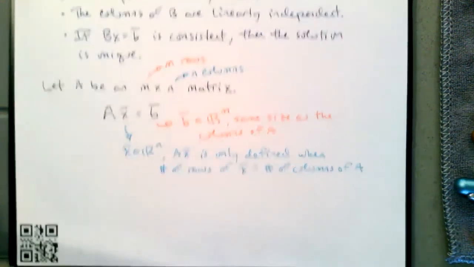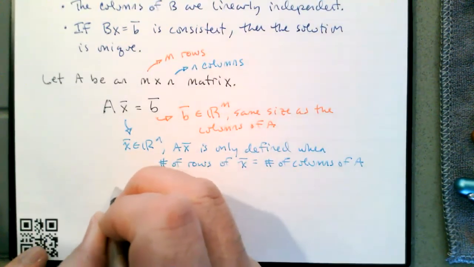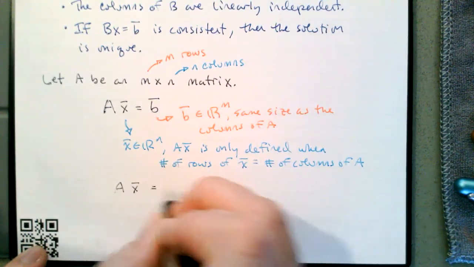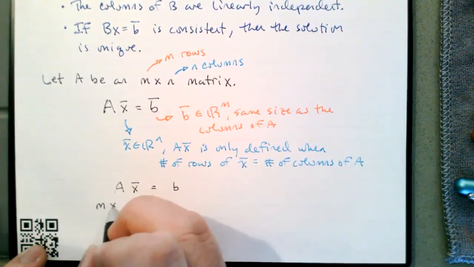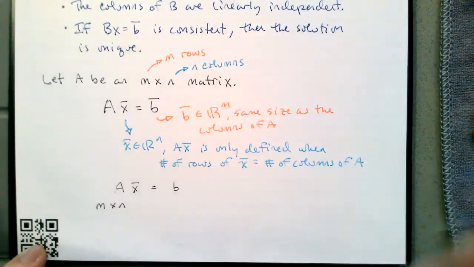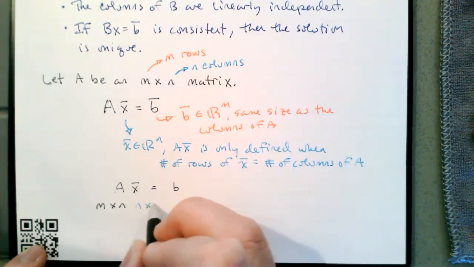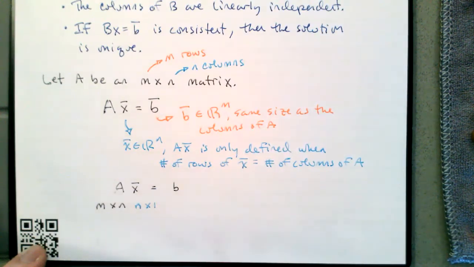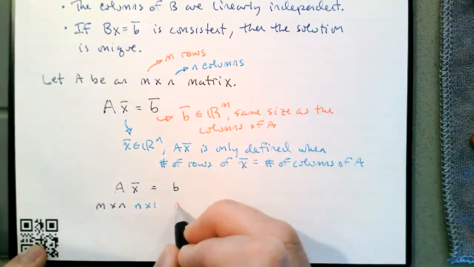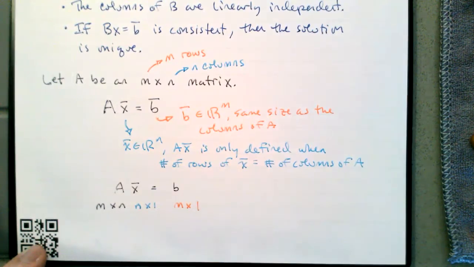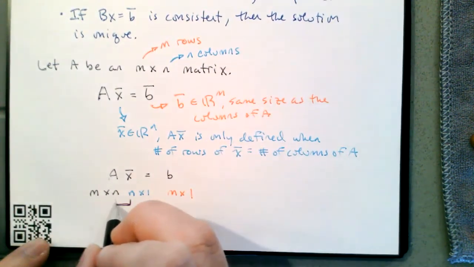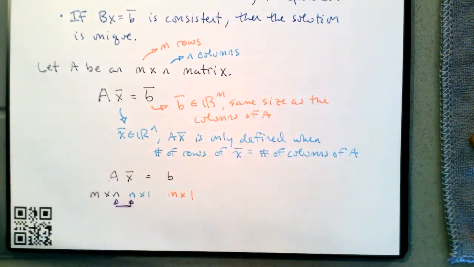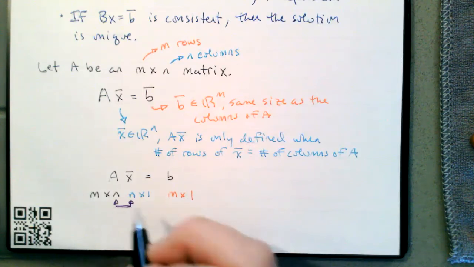So in the matrix equation AX equals B, if A is M by N, we can multiply by X if X is N by 1, and the result will be M by 1. So the two in the middle have to match. That's to make sure the product is defined. And then the result will be M by 1.